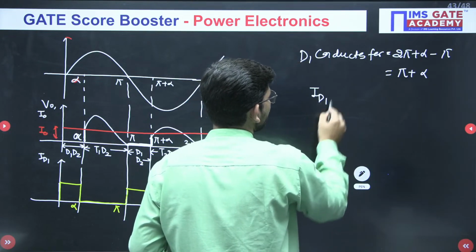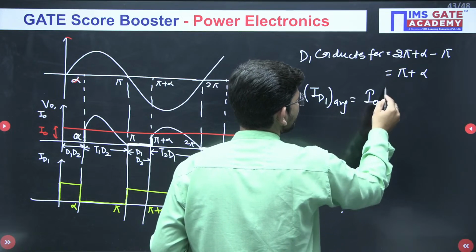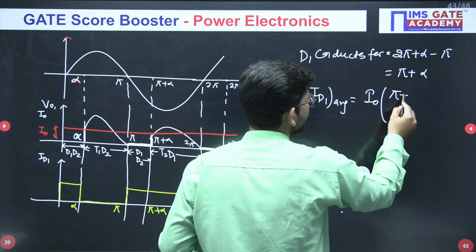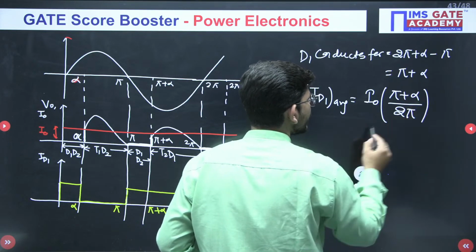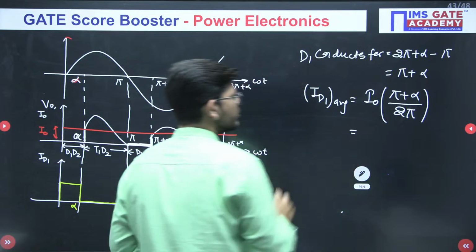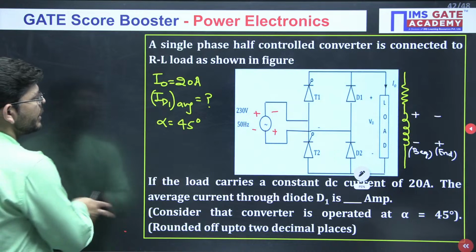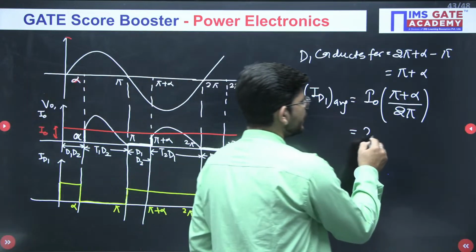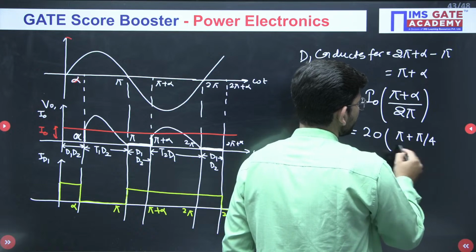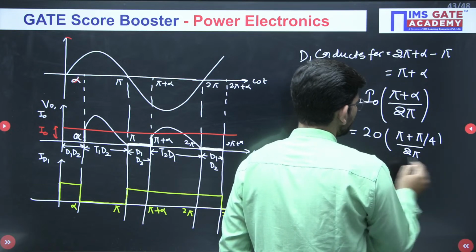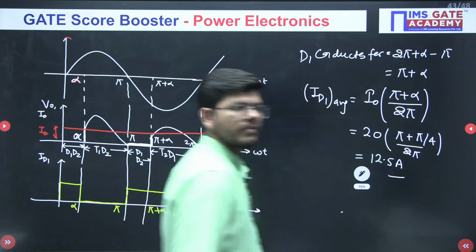Now if I have to calculate ID1 average, this will be having a magnitude I naught and it is available for pi plus alpha out of total 2 pi duration available for conduction. So this will be my ID1 average. Now what is I naught? 20. Okay, so I naught is 20. Pi plus alpha is given pi by 4, divided by 2 pi. When you do this, you will get 20.5 ampere as the answer.